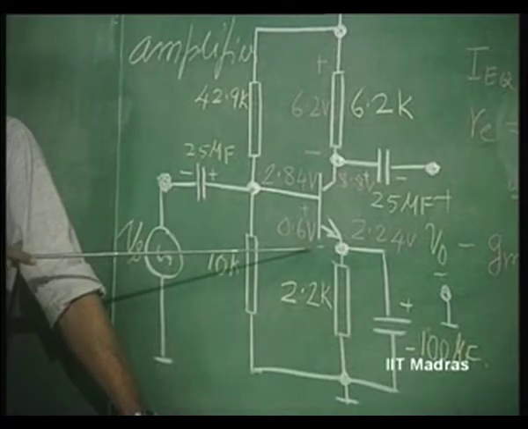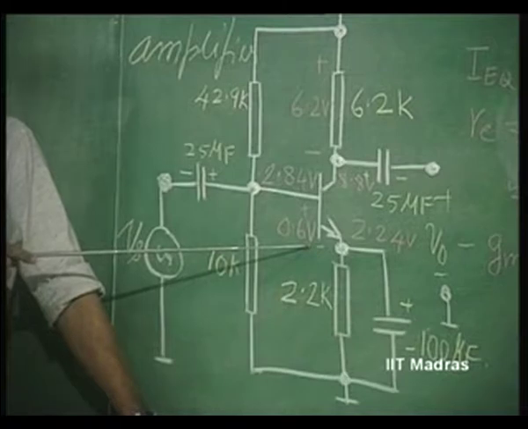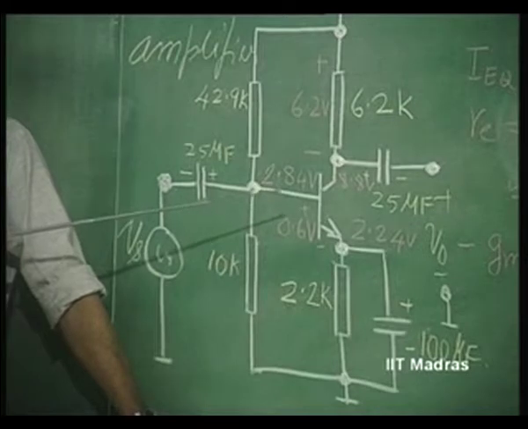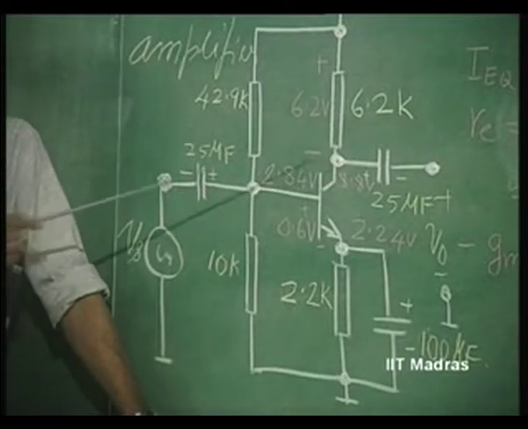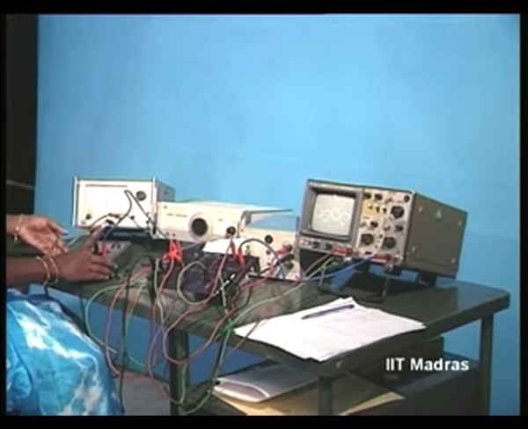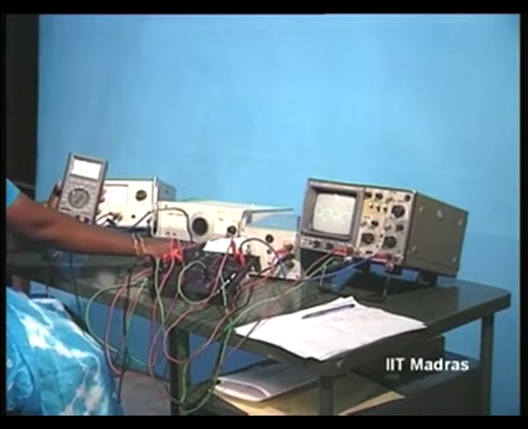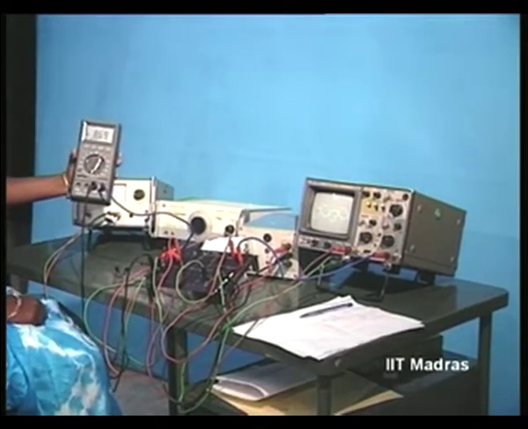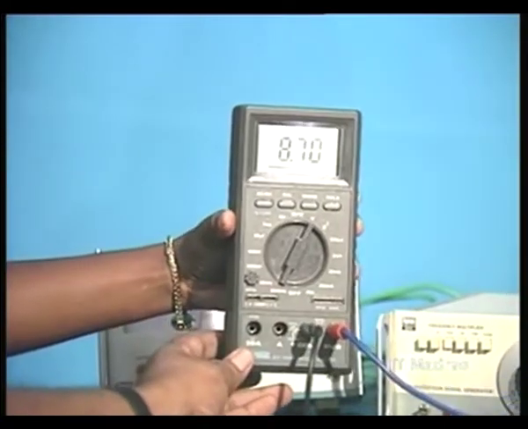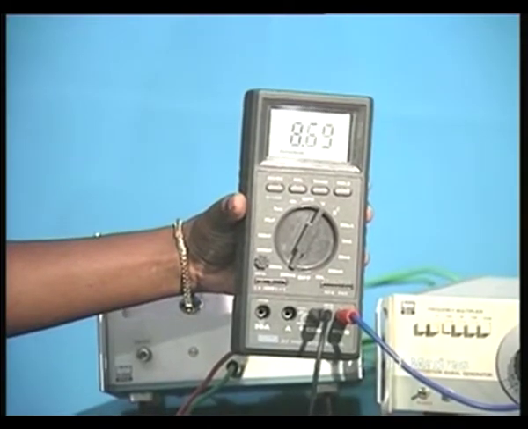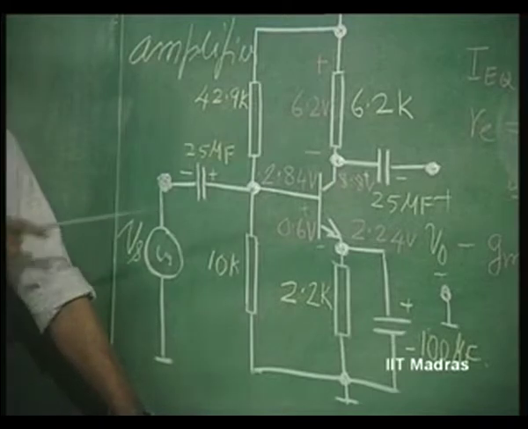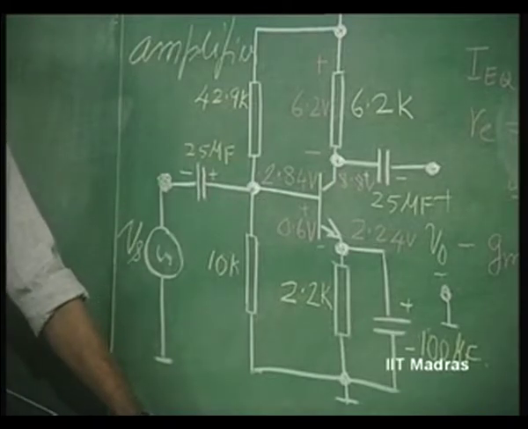Okay. And then we have the potential at the collector. Once again, she will now connect it to the collector terminal, which should be around 8.8 volts DC potential. So you have that voltage, 8.68, which is pretty close to 8.7 volts, which is pretty close to the expected value.